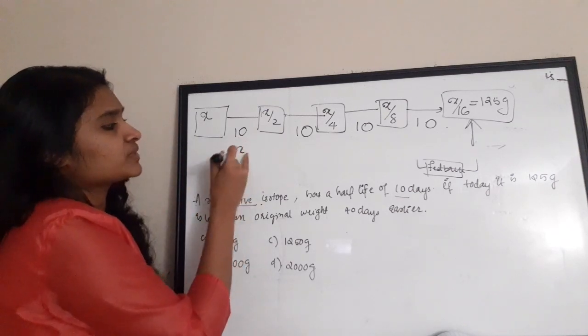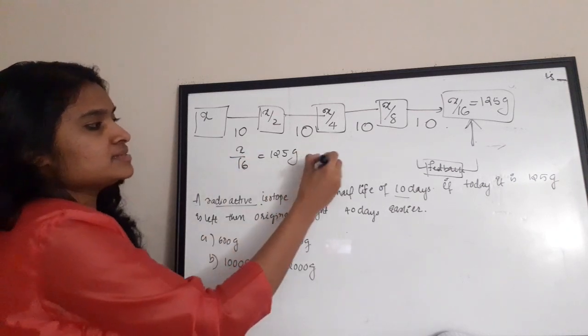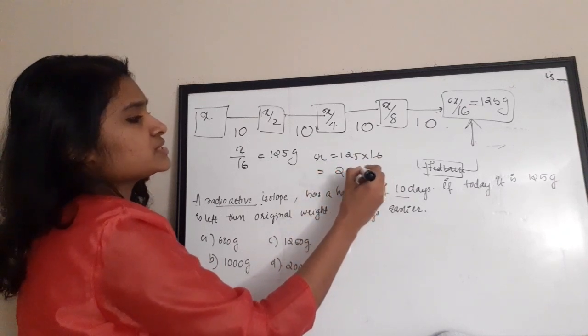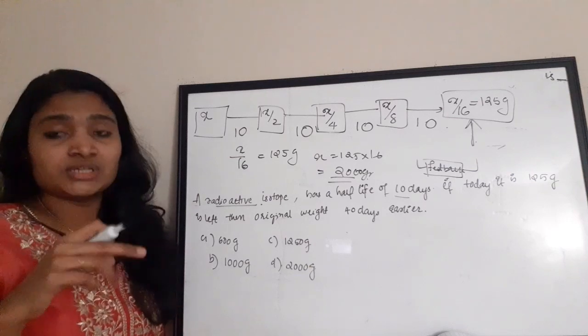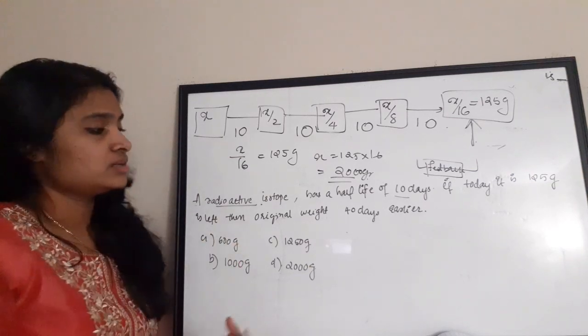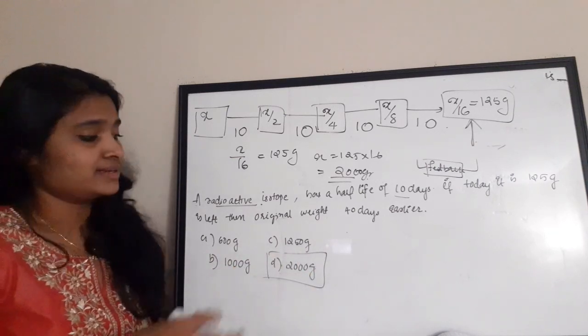x by 16 is equal to 125 gram. So what is x? x is equal to 125 into 16. It is equal to 2000 grams, which is the initial amount or weight 40 days earlier. Okay, so the correct answer is D, which is 2000 gram. I hope it is clear. Correct answer is option D.